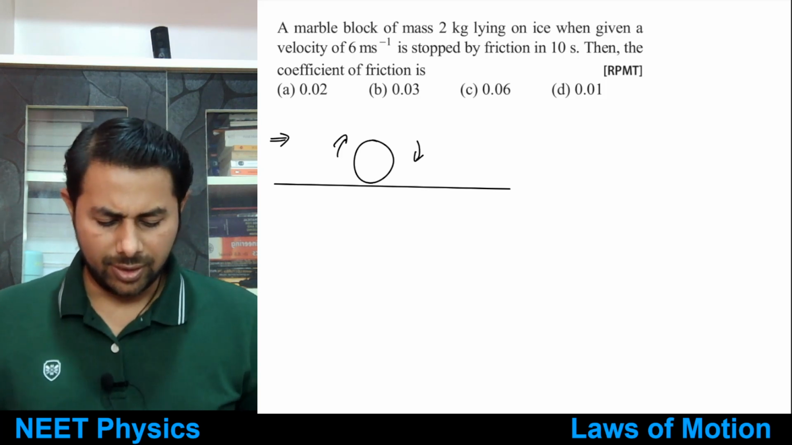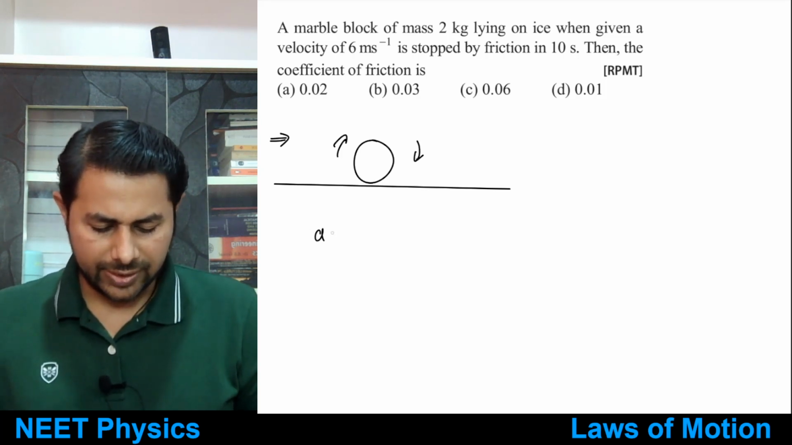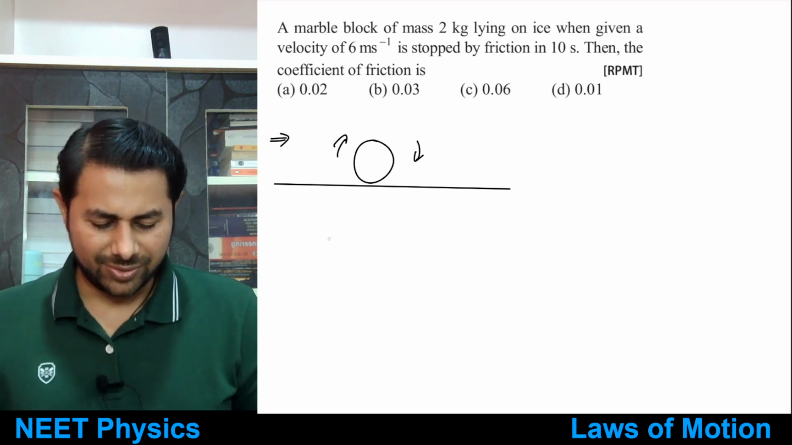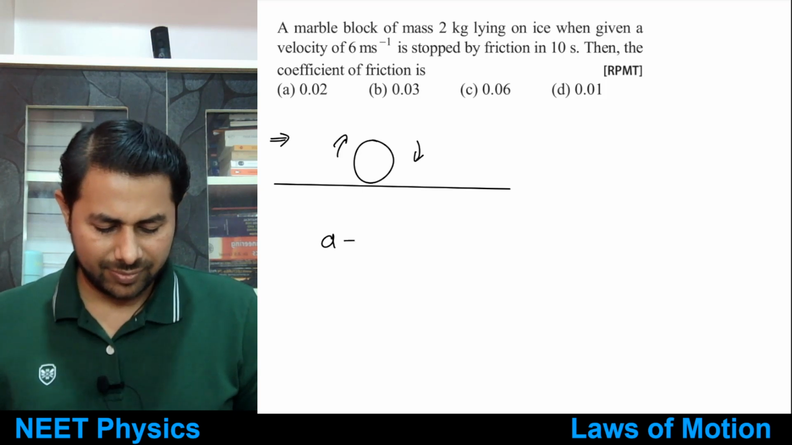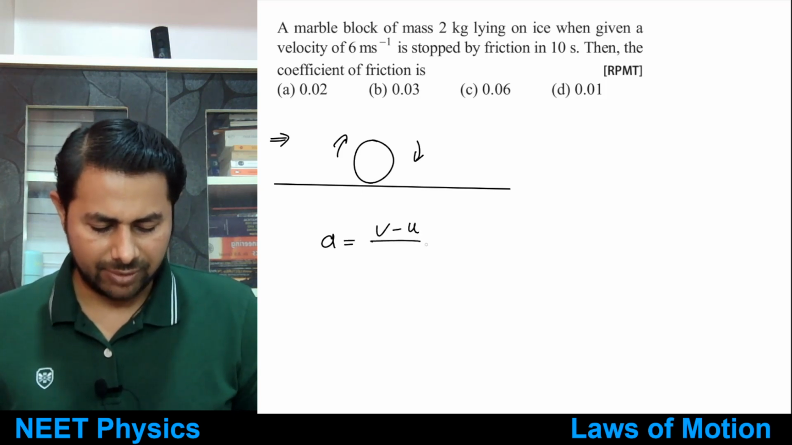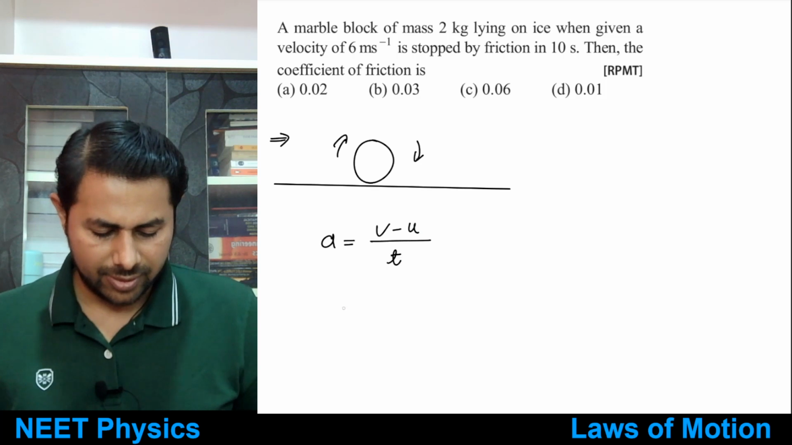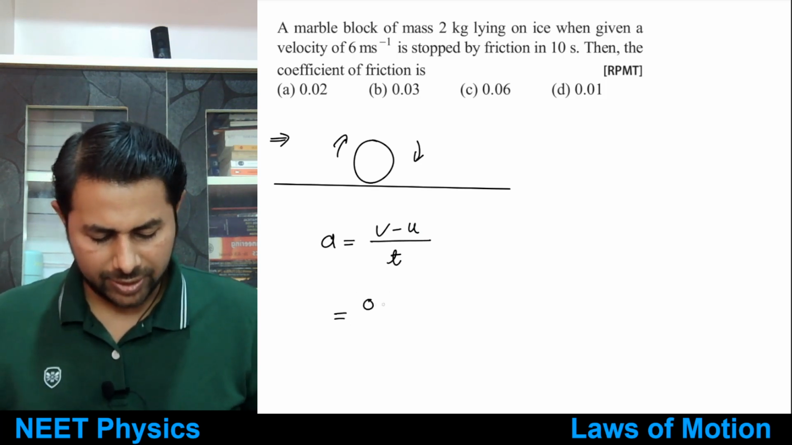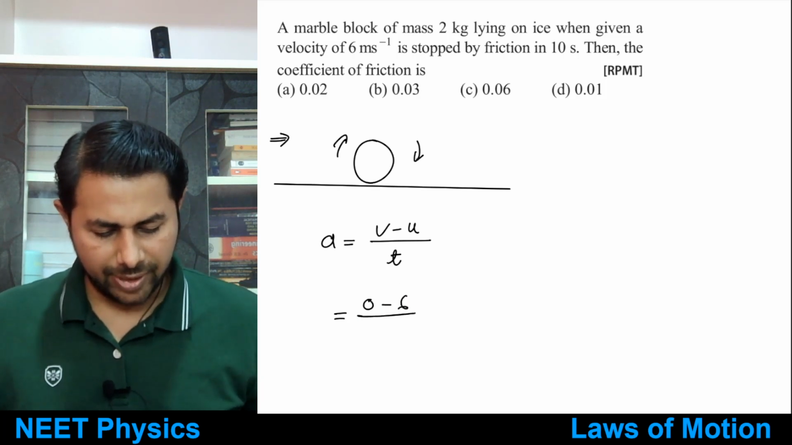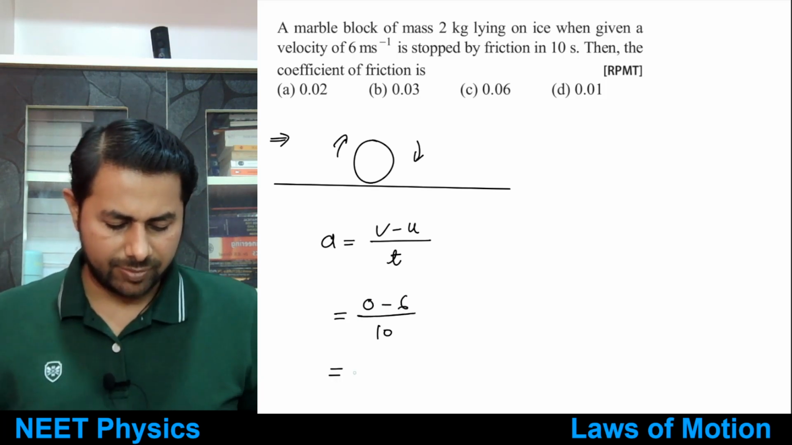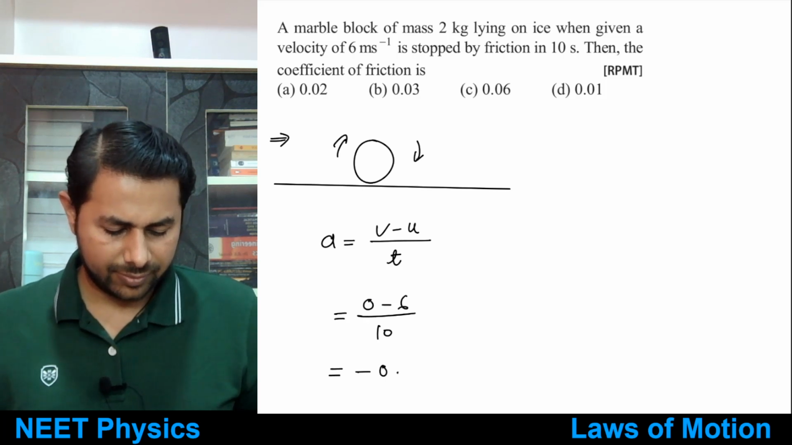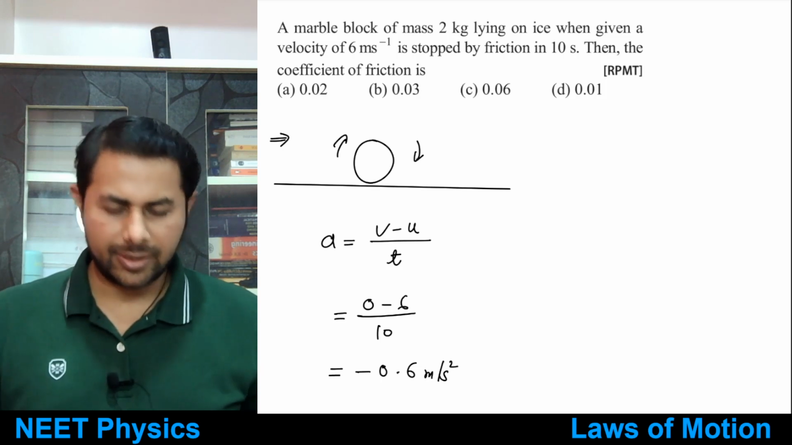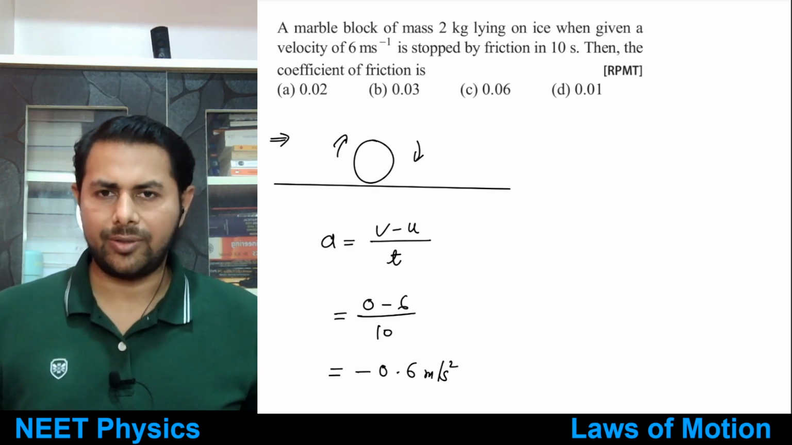This is the question. So first find the deceleration of this one. Deceleration is final minus initial velocity divided by time. So that is equal to final velocity 0, initial 6, time 10 seconds. So it's minus 0.6 meters per second square, right? It is decelerating, and it is decelerating because of the frictional force.